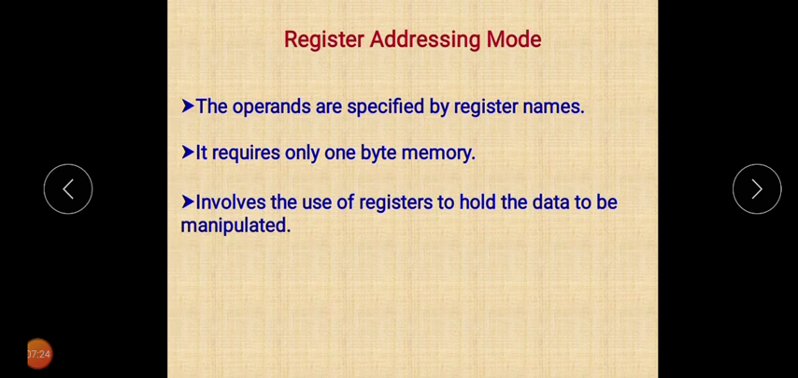Next we will go to register addressing mode. In this register addressing mode, we store the data in a register and the data is specified or accessed with the help of the names of these registers. The advantage is that this addressing mode requires only 1 byte of memory.